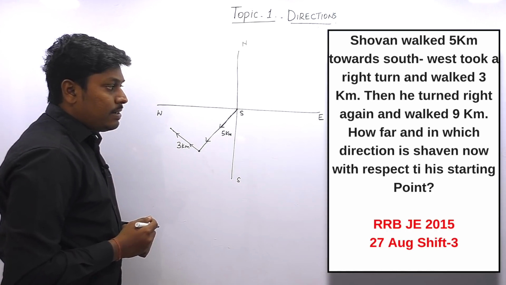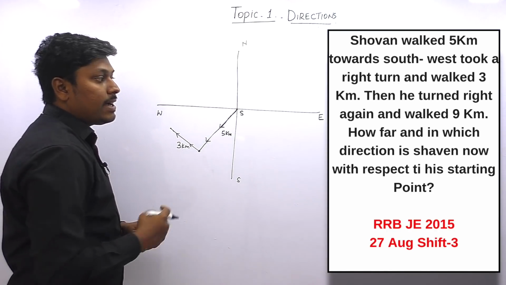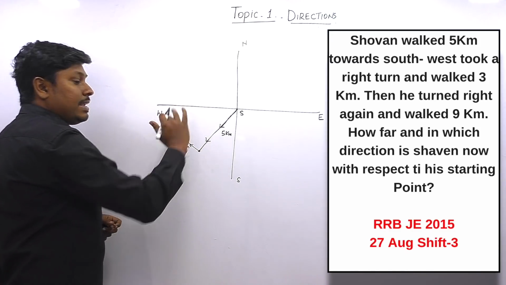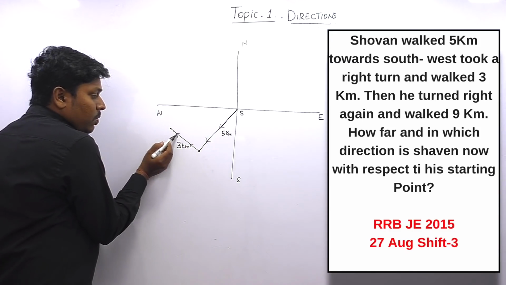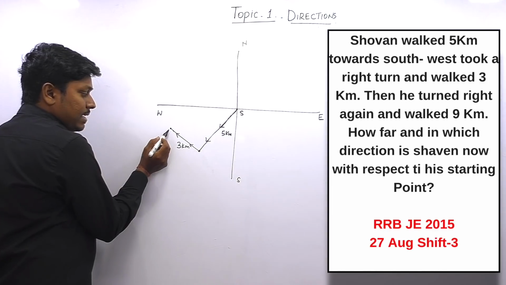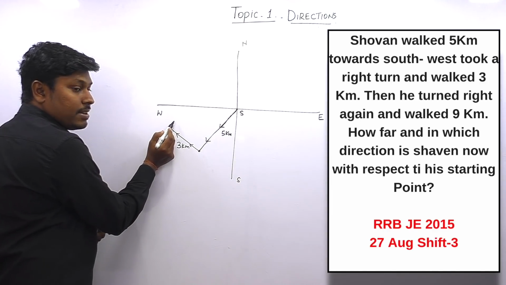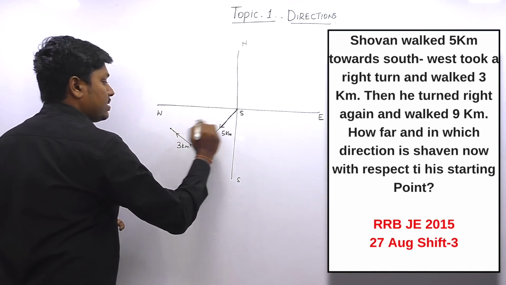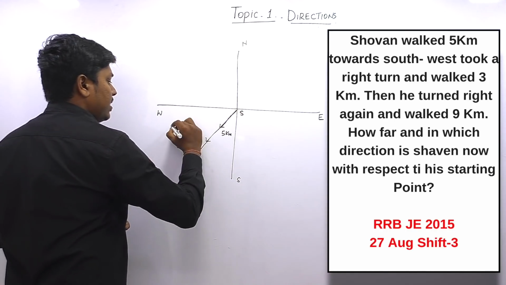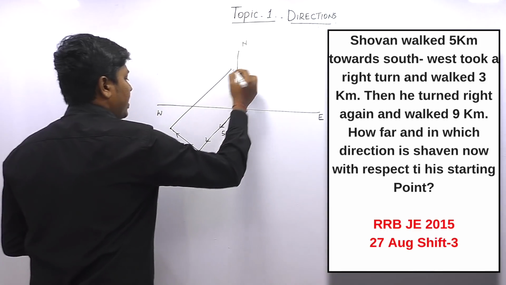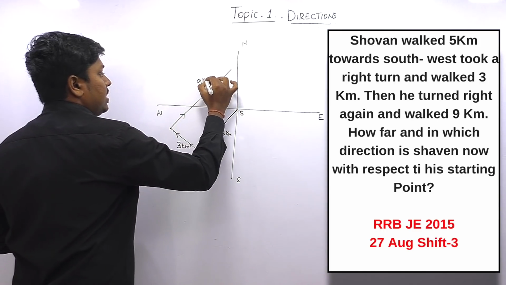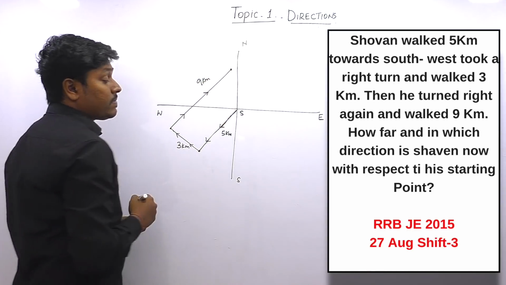Next, finally he turned right again and walked 9 kilometers. So from this point, now he is turning right. Remember that if he is walking in this direction, the left hand side will be this side, the right hand side will be this side. So after taking a right turn, now he is covering 9 kilometers. So this will be only 5 kilometers, right? So 9 kilometers will be somewhere else at this point. So totally he is covering 9 kilometers.